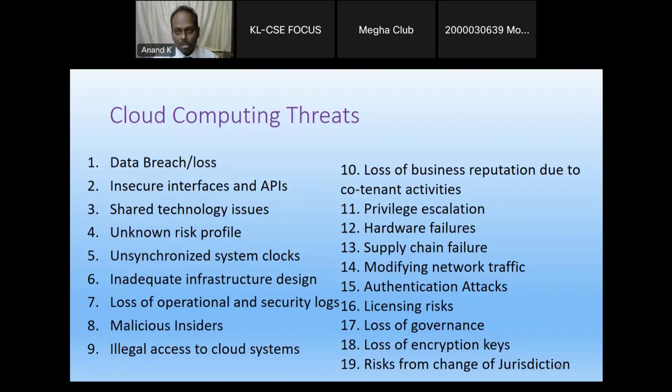Illegal access to cloud systems. Whenever we have not performed these kinds of activities and you don't do that, it goes to a threat. You will be losing a lot of business. Privilege escalation, supply chain failures, modifying the network traffic. You are allowing unwanted traffic inside the system, like port number 23, port number 110, port number 21 FTP. All these ports are vulnerable, ports are open. So people often go inside and do any kind of attacks like this. Loss of governance, loss of encryption keys.